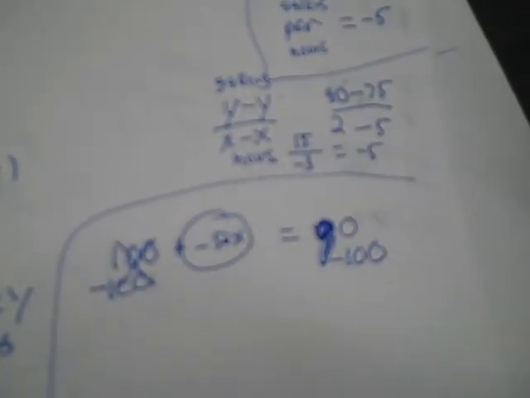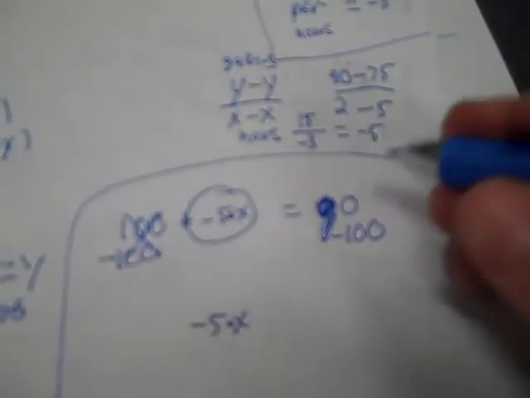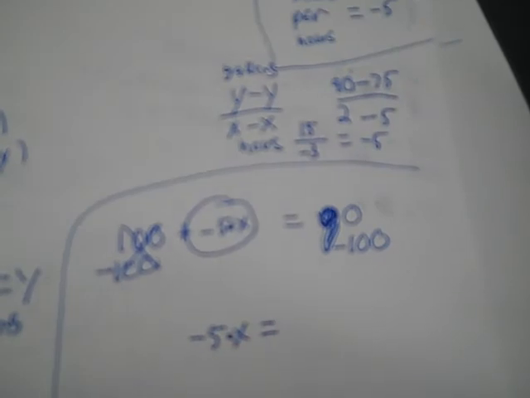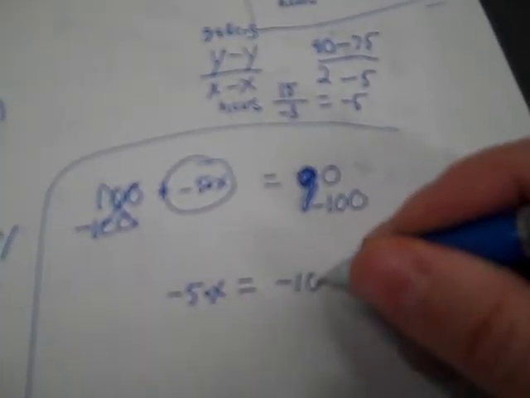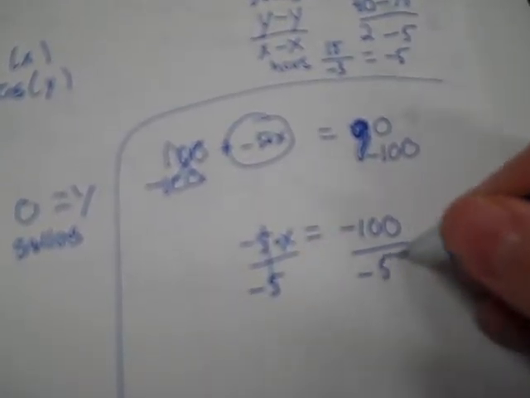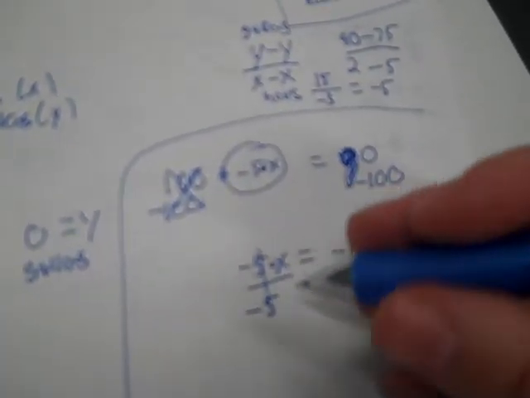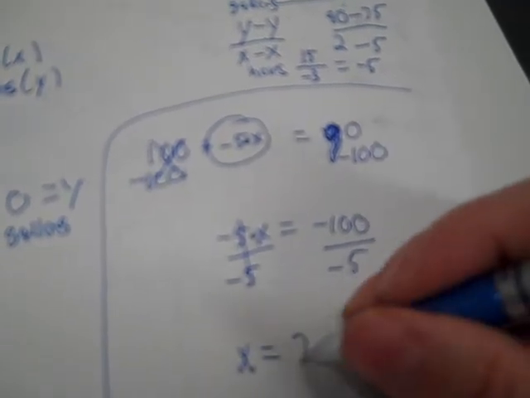You have 100 here, so you're going to subtract 100. Subtract it from this side, the 0. So negative 5 dot x. There's nothing else there, so I can write equals. 0 minus 100 is negative 100. And then we divide. Okay, negative 100 divided by negative 5, it's positive 20. Here, look. Got it. So x equals 20.